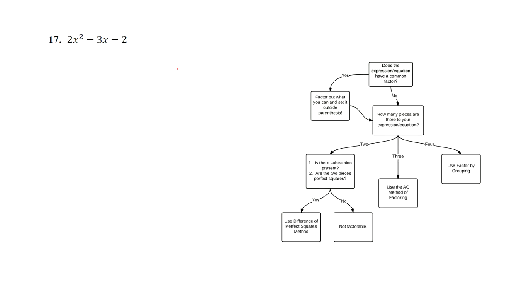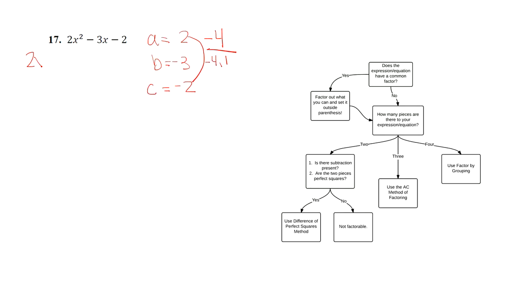And the final one, number 17. So, 2x squared minus 3x minus 2. Is there a common factor? Nope. How many pieces? 3. AC method. So we got A, B, C. 2, -3, -2. A times C is -4. Numbers that make -4. I think a -4 and a +1 will give me that -3 when I add, right?